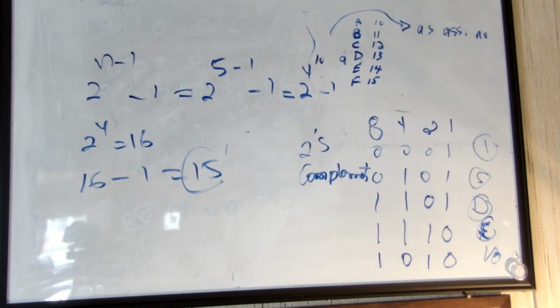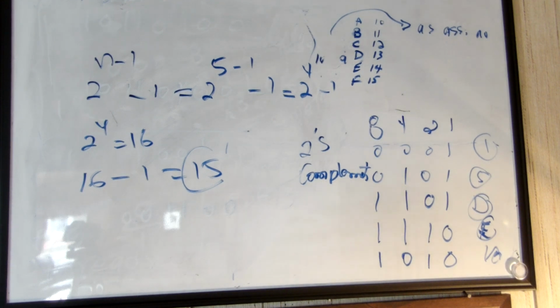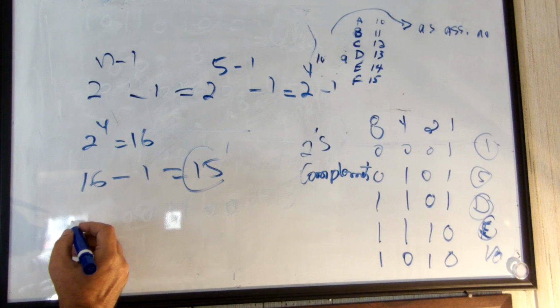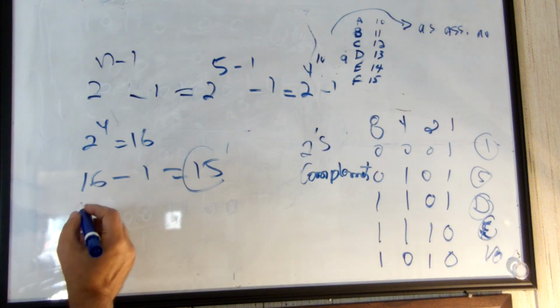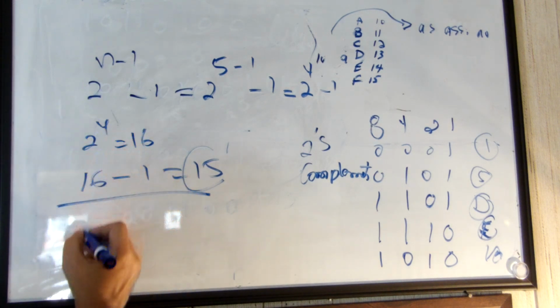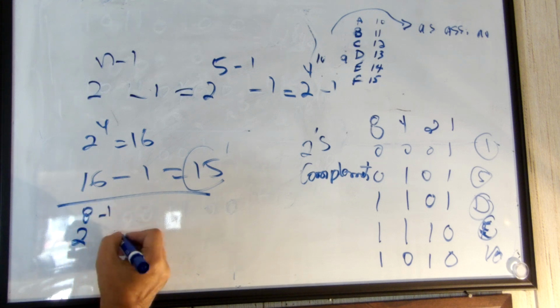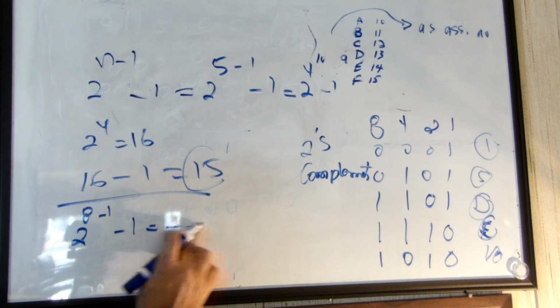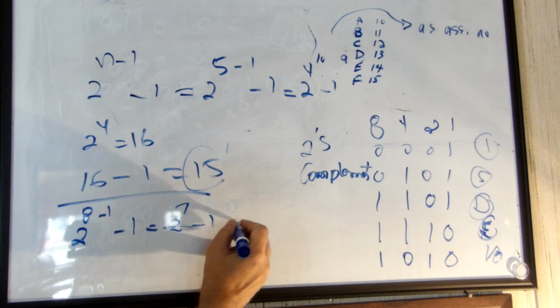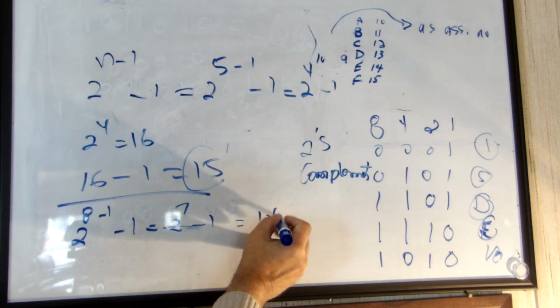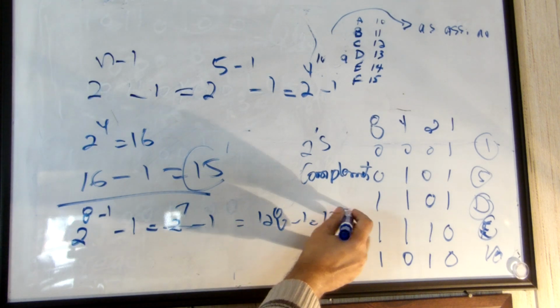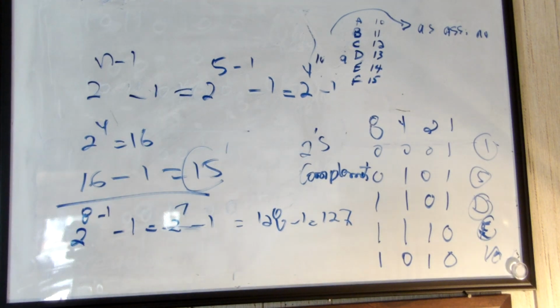So that's that. If it's in 8 bits, like the largest positive number in 8 bits, n is going to be 8. 2 to the power of 8 minus 1, minus 1, 2 to the power of 7 minus 1 is going to be 128 minus 1, which is 127.